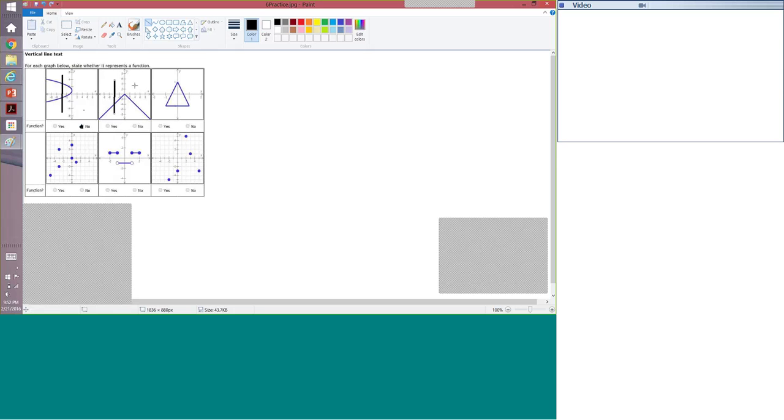Over here, no matter where I draw my vertical line, it only goes through the graph once. So this one's a function. Over here, though, in this triangle, I put a vertical line. I can put it on the left or on the right. I'm going to cross through this triangle twice. So that one is definitely not a function.